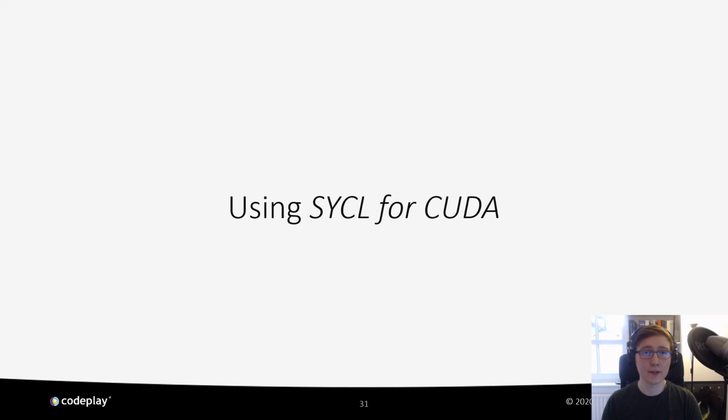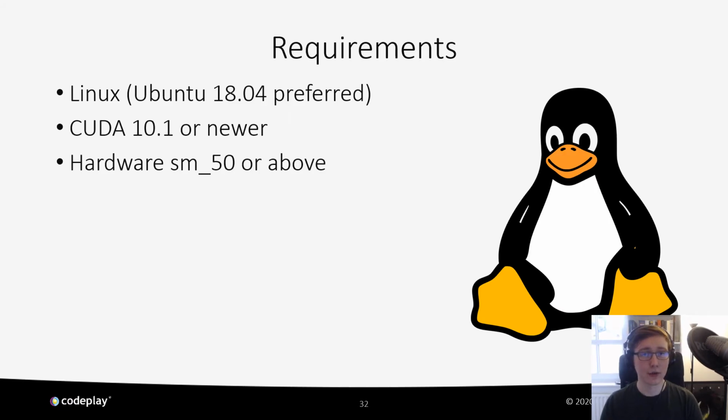So now we're going to talk about using SYCL for CUDA, and the first thing that needs to be discussed is the project's requirements. Linux is the required OS for SYCL for CUDA, with Ubuntu 18.04 being the preferred distro. This is the platform that we build and test on, so it's easily the most stable and supported distro for a SYCL for CUDA application. The project's runtime makes use of APIs introduced in CUDA 10.1, so it will not run on anything older than that. And the hardware that you use with SYCL for CUDA needs to support SM50 or above.